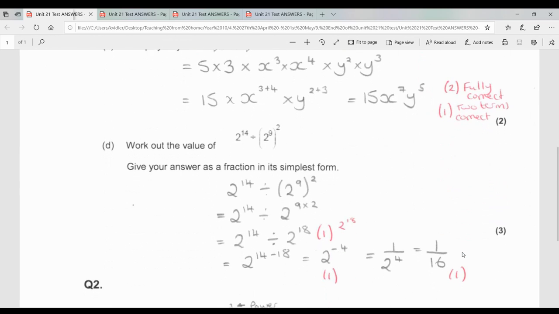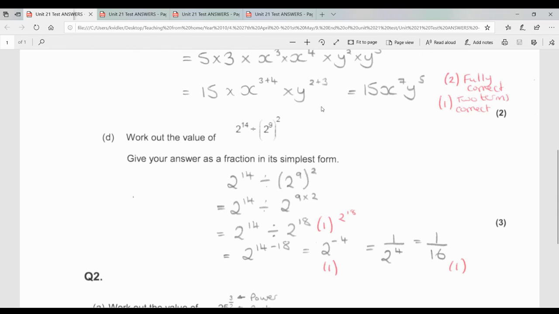And then part D, again, we've got a little bit there with our negative index laws coming in. So your first thing you want to work out is this part here, so 2 to the power of 9, then raised to the power of 2. Remember, we're multiplying our power there, giving us 2 to the power of 18, so we get a mark for that one. Then it's a division question, so we're going to end up with 14 take away 18, giving us 2 to the power of minus 4, so a second mark at that point. And then if we remember, a negative power tells us to write a 1 on top, so we've got 1 over 2 to the power of 4. And then if we work out the 2 to the power of 4 part, we get 1 over 16 for your third mark. Again, 3 marks if it's fully correct. So RAG yourself for question 1.